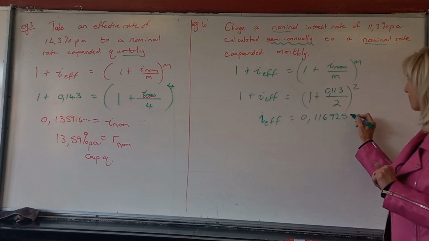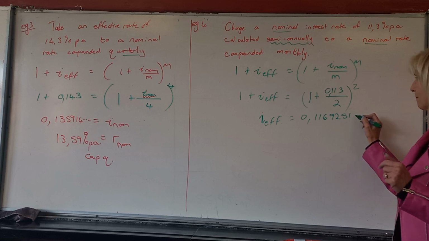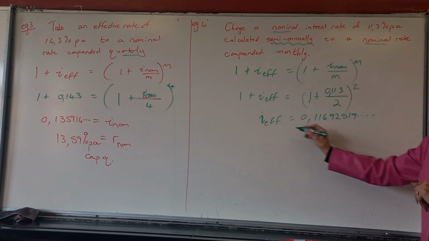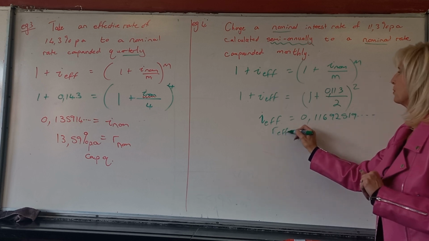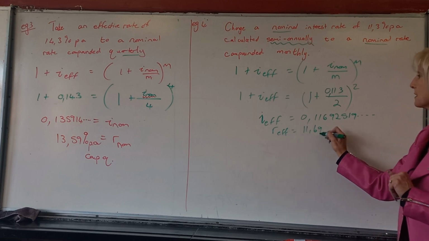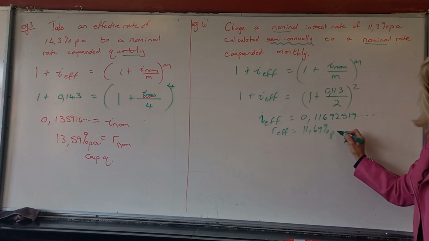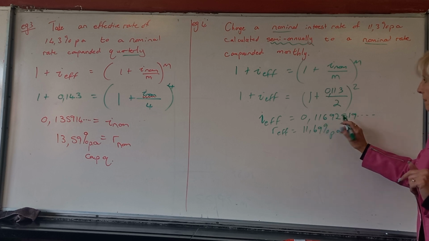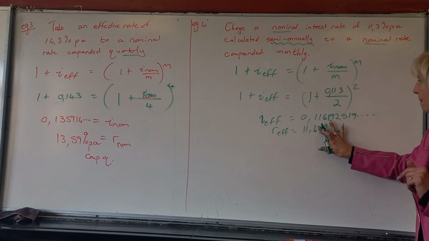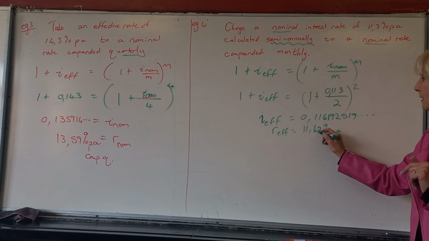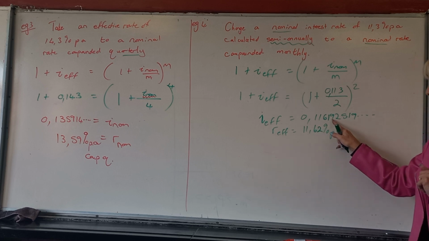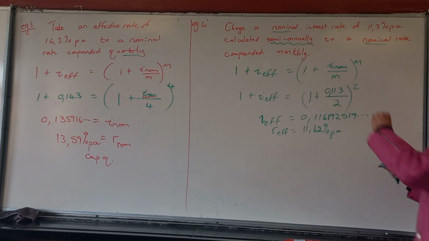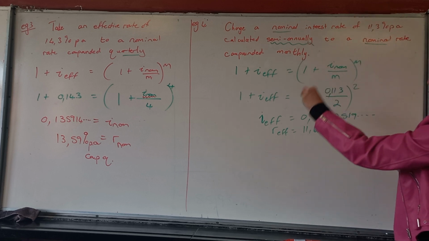0,116. Then we left the 1 9. Okay. And then that would mean that I effective would be 11,69. Happy on that? No. What is it? 6. Between 6 and 9. There's another one. Not another 1. So that is going to be 2. Are you with me? Yes. Alright. Now I've taken the nominal one into effective one.